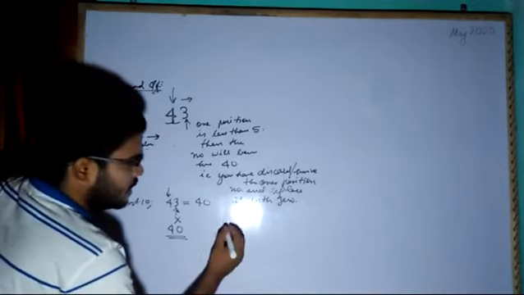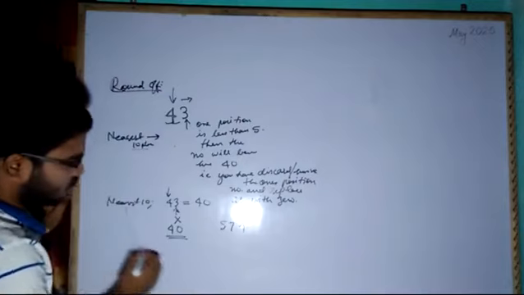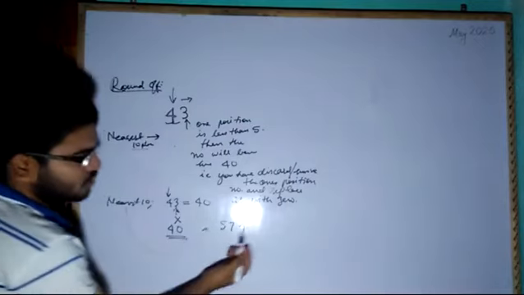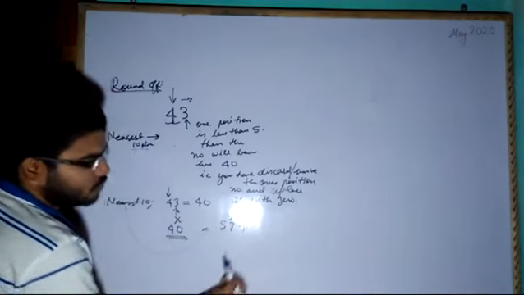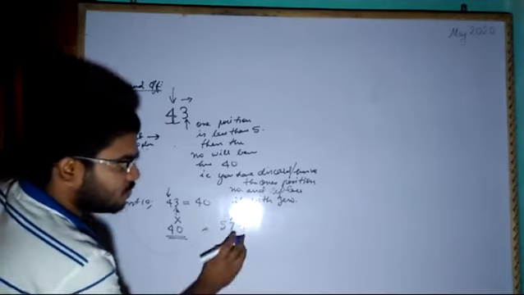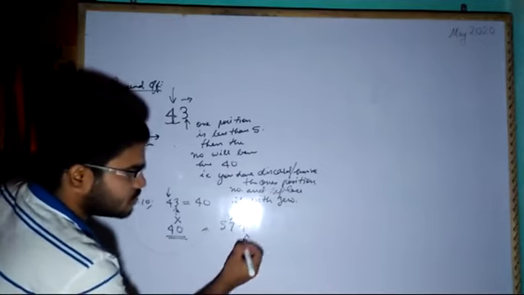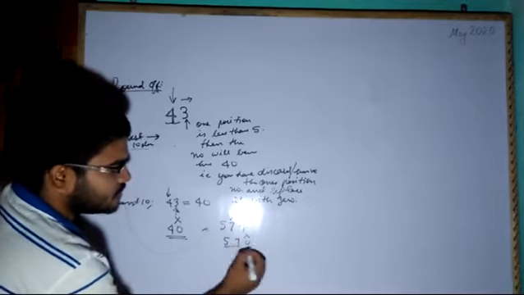Now if you have 574 and you have to round to the nearest tens, again you come to the tens and see the ones position. This number is less than 5. If it is less than 5, you remove this 4 and write 0. So your answer will be 570.